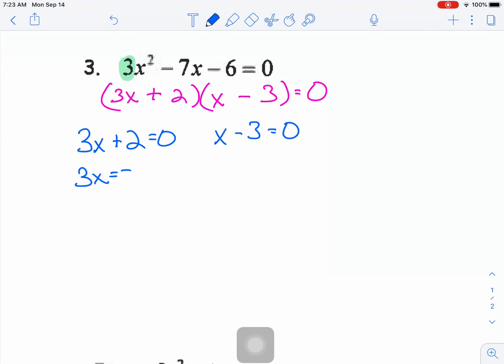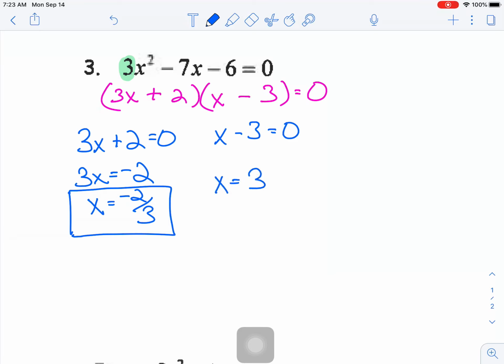So 3x is equal to -2, x is equal to -2/3. Leave your answers as fractions, please and thank you, unless the directions say otherwise, which they generally won't.